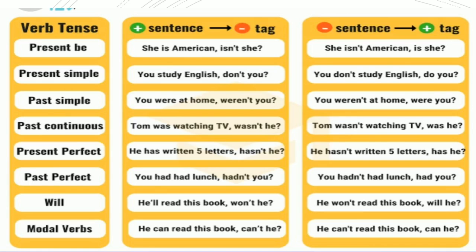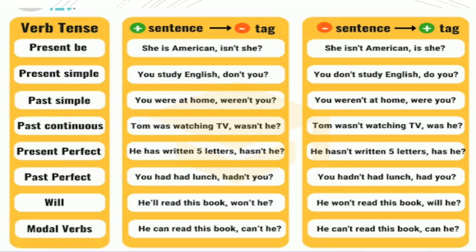Now, why will he come? Because Tom is a boy. He has written 5 letters, hasn't he? Here the subject will remain as it is. But when the name is given, it will be changed into the pronoun form. He hasn't written 5 letters. Hasn't, that is a negative statement, changing into the positive. Has he? Now coming to the past perfect.